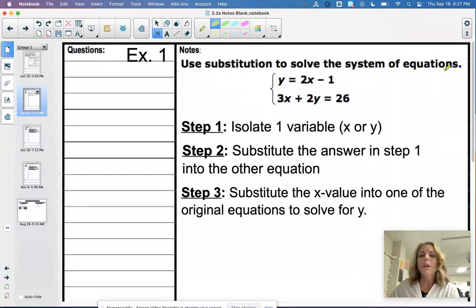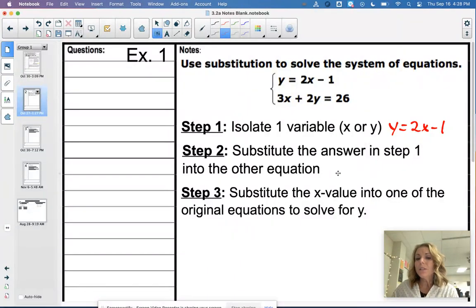Example 1. We're going to use substitution to solve the system of equations. I'm given two equations, and I'm going to walk through the steps. Step 1, we are going to isolate one variable, x or y. We're going to pick one of the equations and isolate. Y equals 2x minus 1 and 3x plus 2y equals 26. The y is already isolated in that first equation, y equals 2x minus 1. So that one's already set.